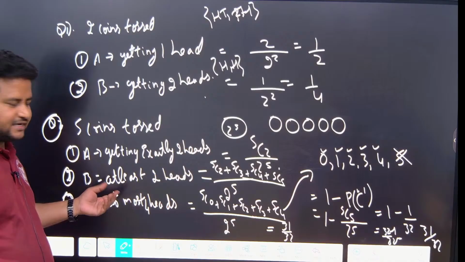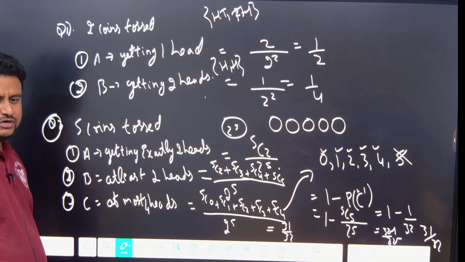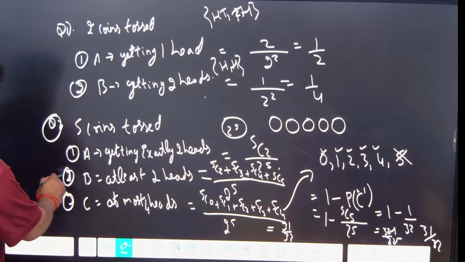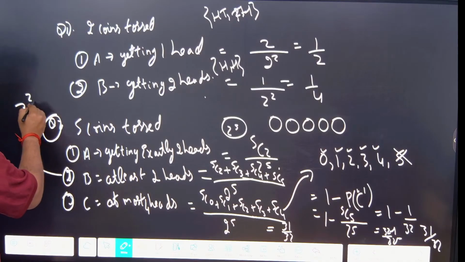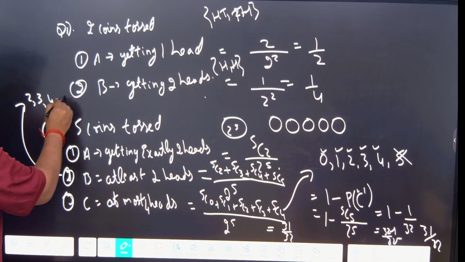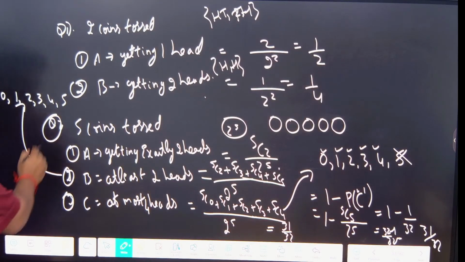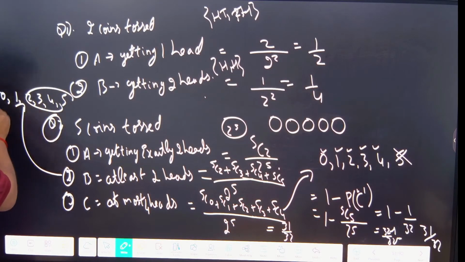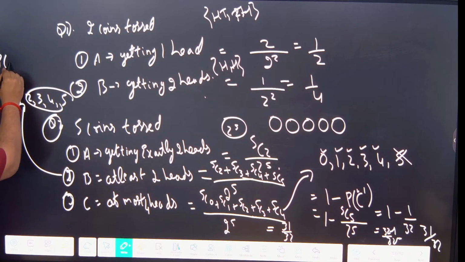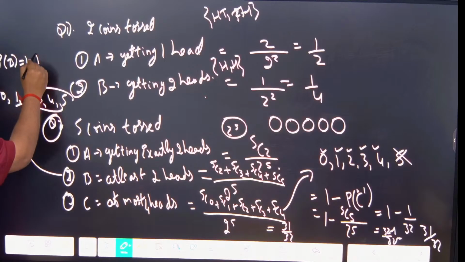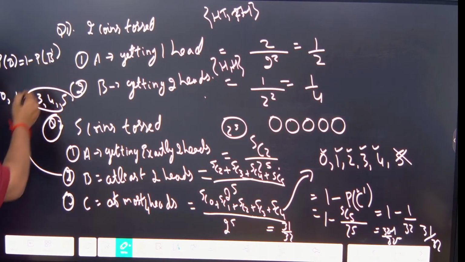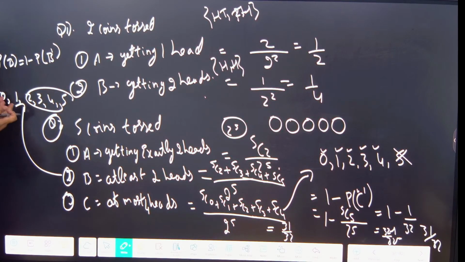Here also, instead of getting at least 2 eights, at least 2 eights means it should be 2, 3, 4 or 5. Here the numbers 0 and 1 are left out, so instead of doing this, I will do the probability of B as 1 minus the probability of B dash, that is the probability of getting 0 heads and 1 head.